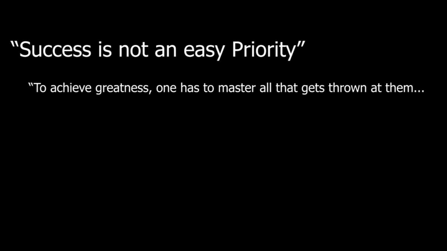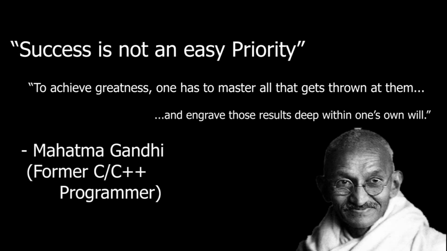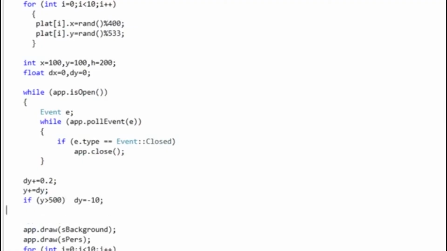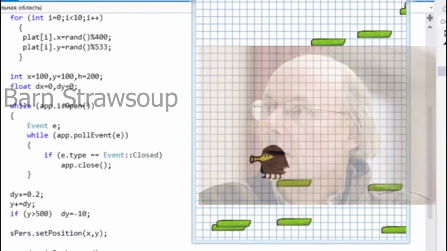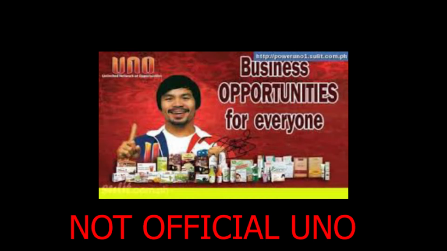Success is not an easy priority. To achieve greatness, one has to master all that gets thrown at them and engrave those results deep within one's own will. A combination of this beautiful language of C++ and SFML, thanks Barn Straw Soup, creates an intrinsic cocktail called Uno, not official Uno.